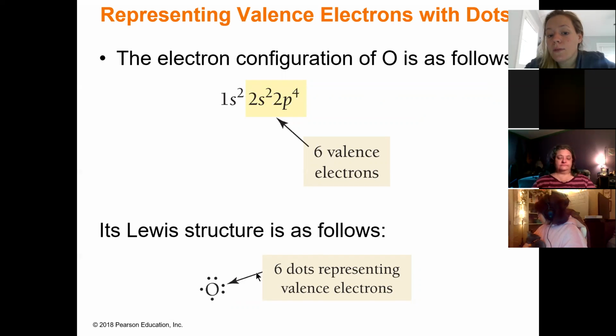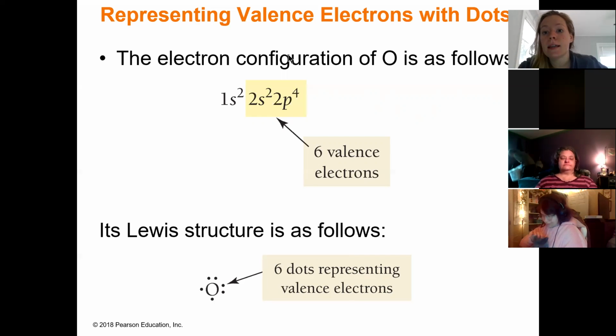Oxygen, because it only has 6 valence electrons, I can actually only fill in 6 of those 8 slots. You always fill them in singularly first because electrons have a negative charge, so they want to get as far away from each other as they can. So I'm going to put a dot here, a dot here, a dot here, a dot here, and then I'm going to go back and double up. That's why oxygen's Lewis dot structure looks like this as opposed to this.